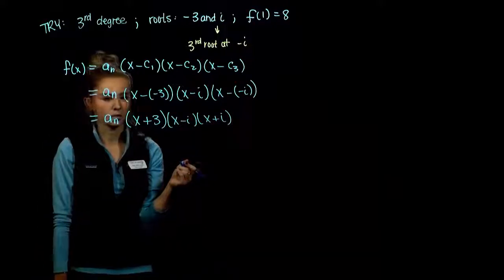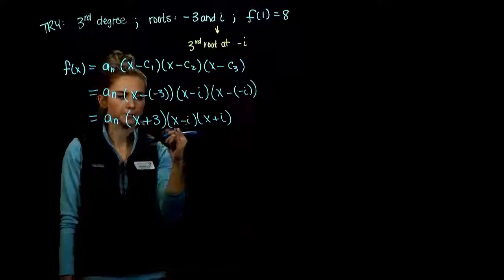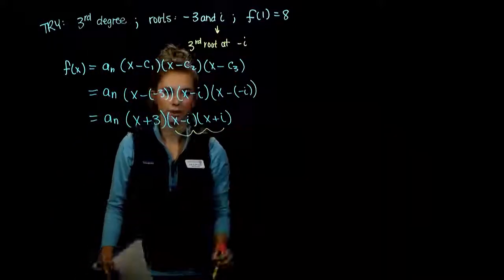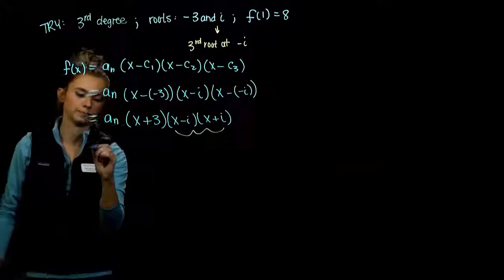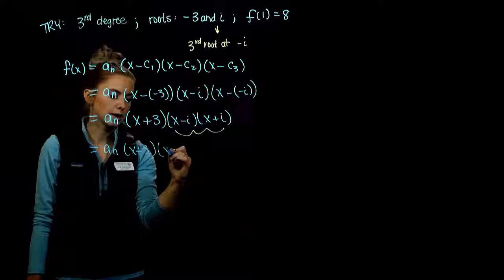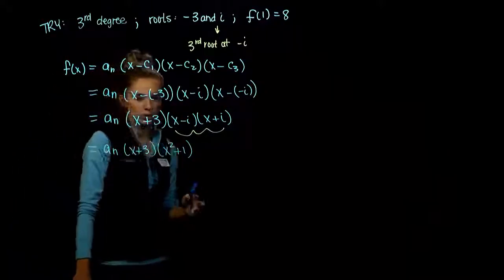Multiplying them together to make them look nicer. We don't have any pair with x plus 3. But we can multiply these two together. We got a difference of squares. So what do we get out? We got an, x plus 3, and we get x squared plus 1. Same story. So we're almost there.